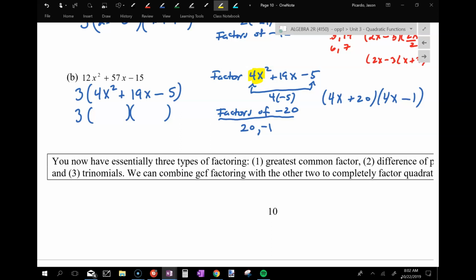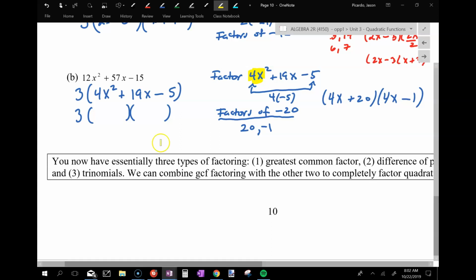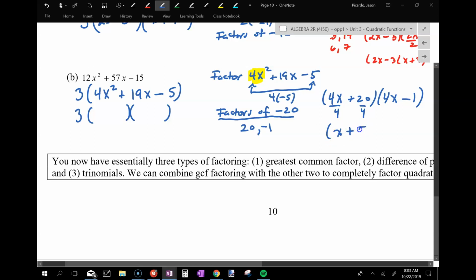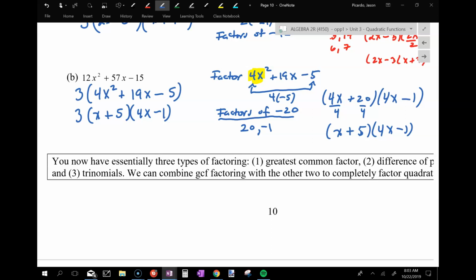Is there a number that goes into 4 and 20? What is it? 4. Leaves what? Leaves x plus 5 and 4x minus 1. Anything I can do with the 4x minus 1? No, right? So I have the x plus 5, and I have the 4x minus 1. And I am done. How's that look? All right?